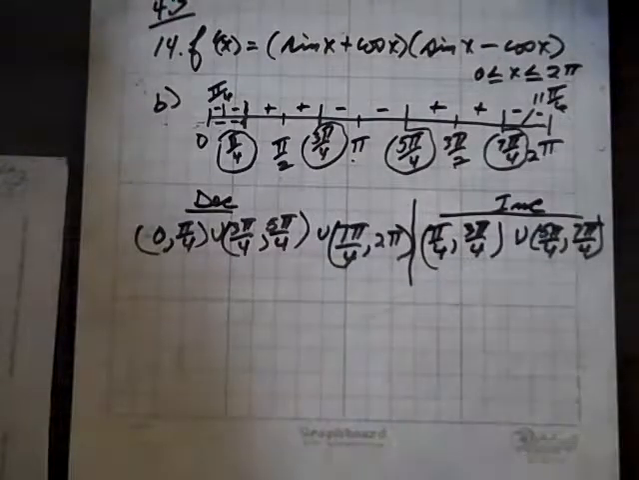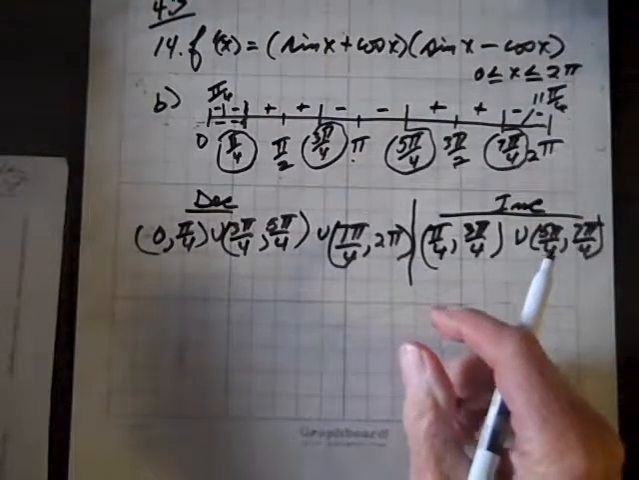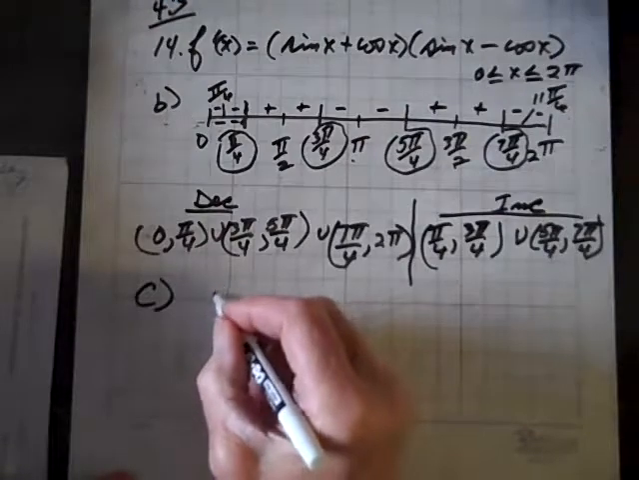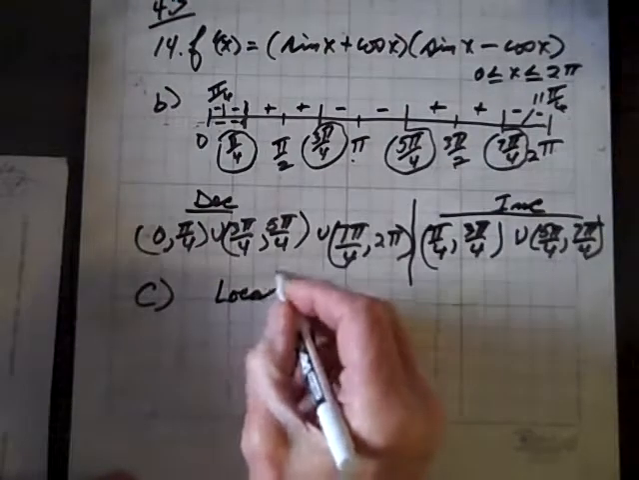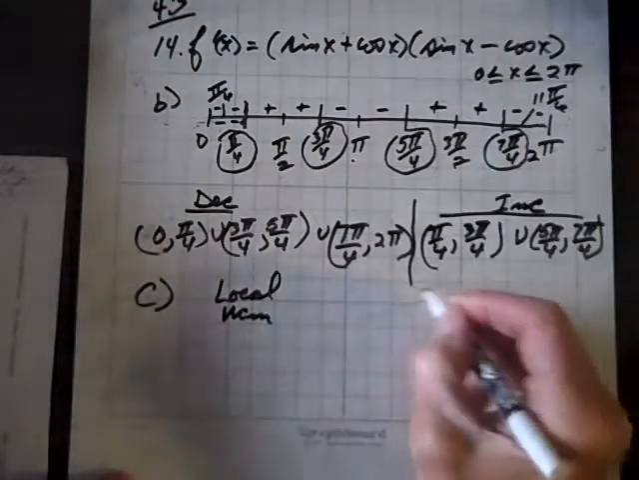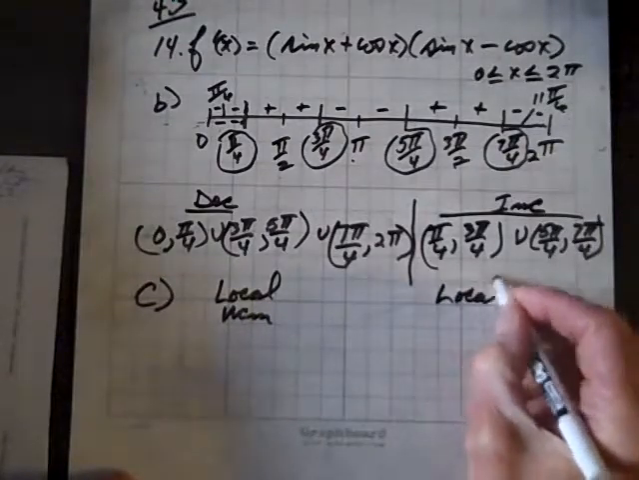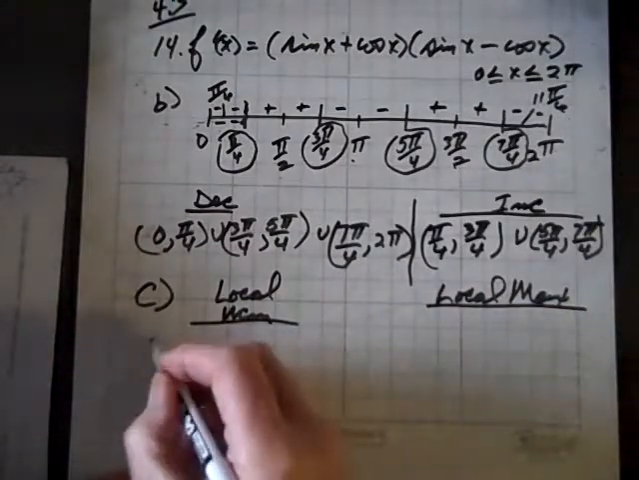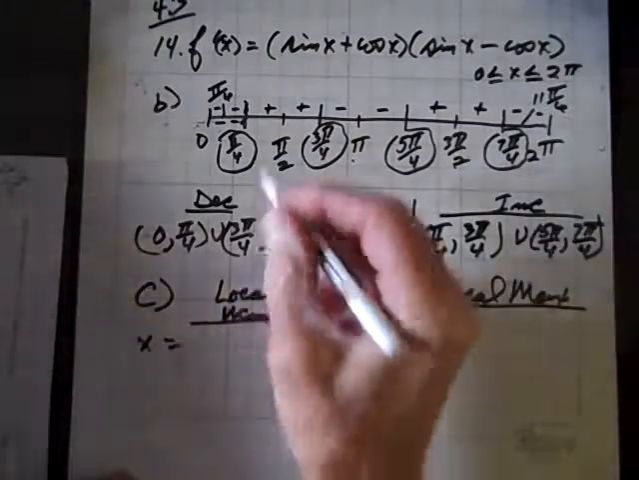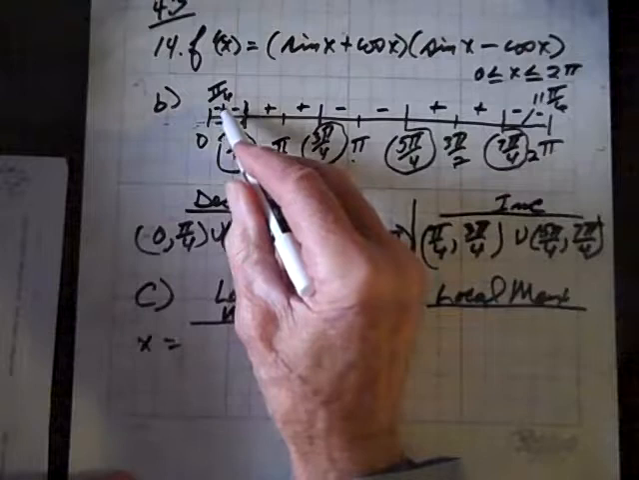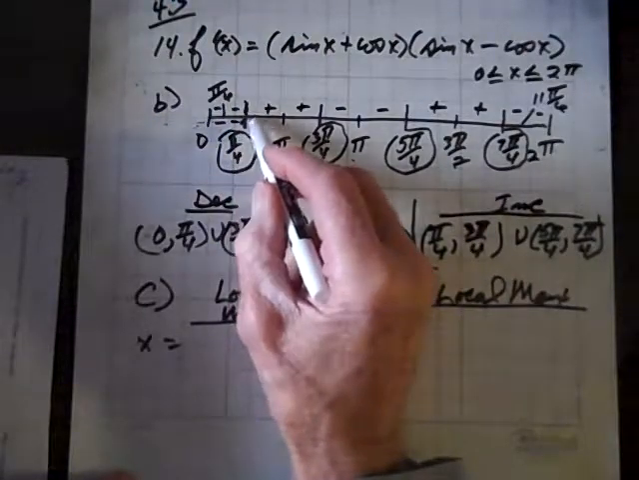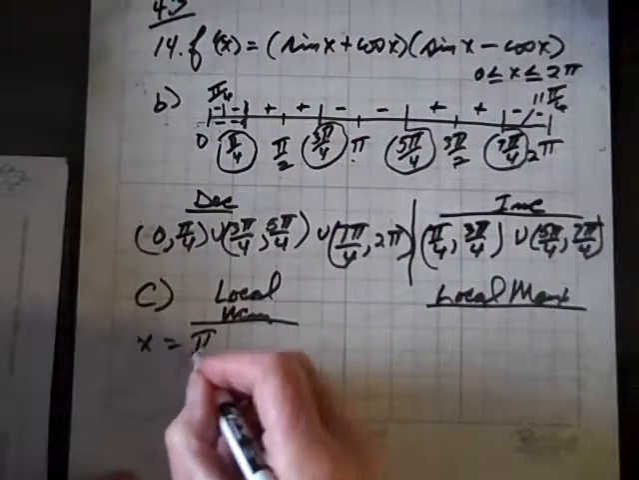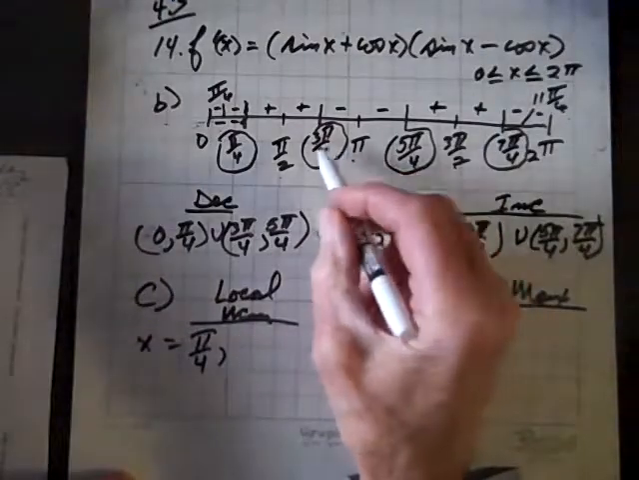Now our last question, C, is at what points, if any, is f assuming a local max or min? So let's do this. And so local min, local max. And so x equals. Now notice, as you approach pi over 4, you're negative, so you're going downhill, and when you leave pi over 4, you're going uphill. So pi over 4 must be a minimum. Do we have any other minimums?